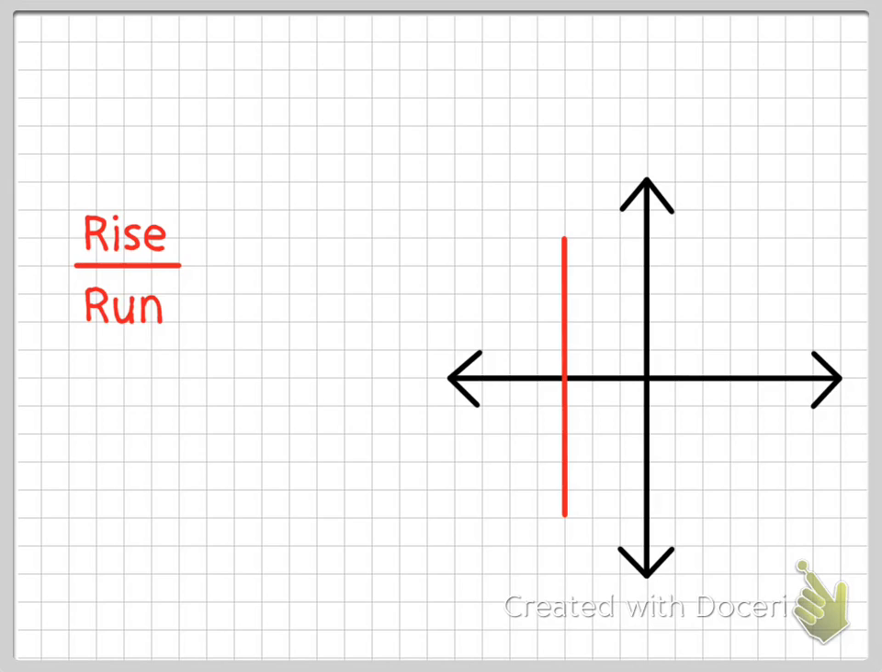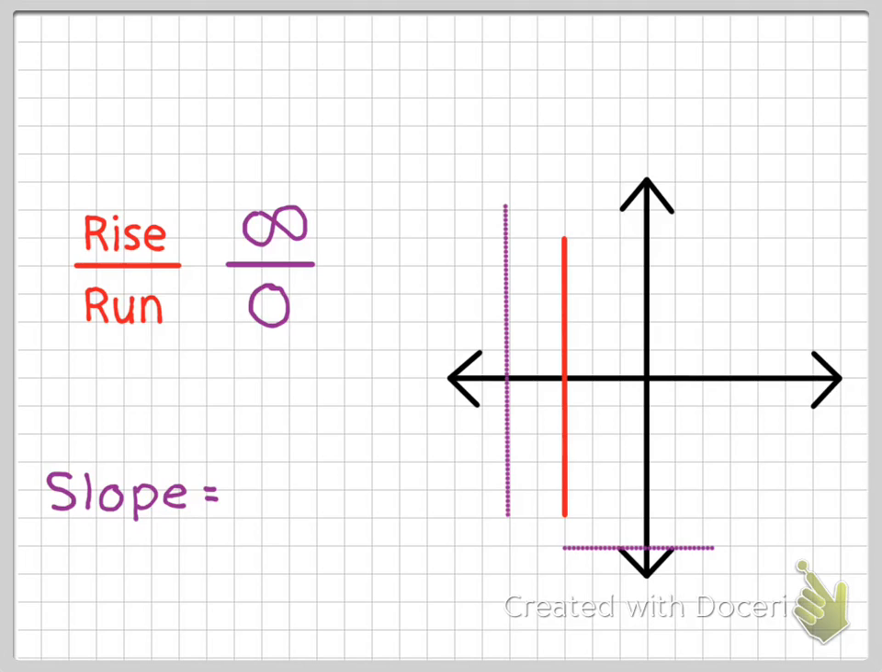Here's our last example. I've got something that is undefined, but I want to talk about why. So when we're looking for our rise, it looks like it rises forever. It doesn't stop, and it runs 0. It doesn't run at all. So if I'm going to input my rise over run, it rises infinity and runs 0. And we have this old rule that says we can't have 0 in the denominator because it just doesn't make any sense. So our graph is called undefined for this reason. So the slope of this line is undefined.